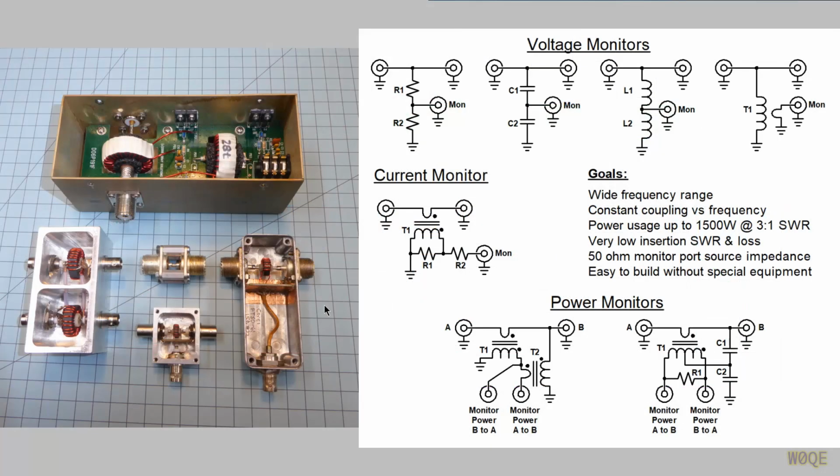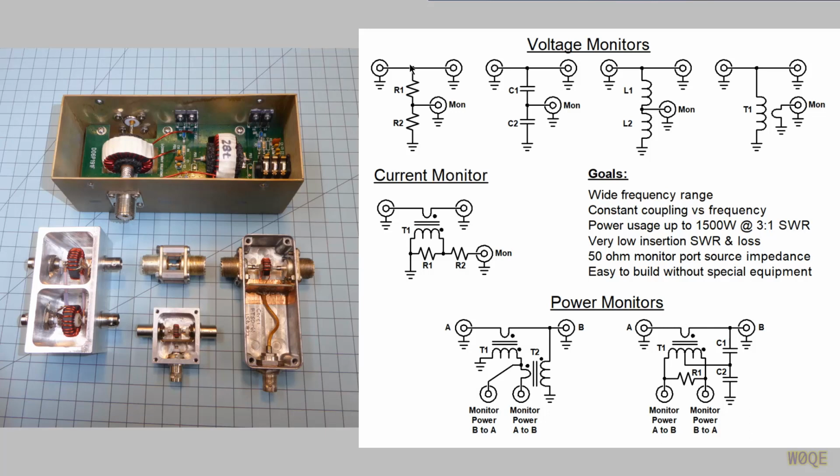Shown here are various circuits and schematics that we might wish to use as candidates for monitoring an RF signal. The 4 on the left here in the picture are 4 I've built myself and actually used. They have various characteristics which makes them more or less suited at different times. This is a commercially available one. But they all fall into one of 3 categories. And the categories are voltage monitors, current monitors, and power monitors.